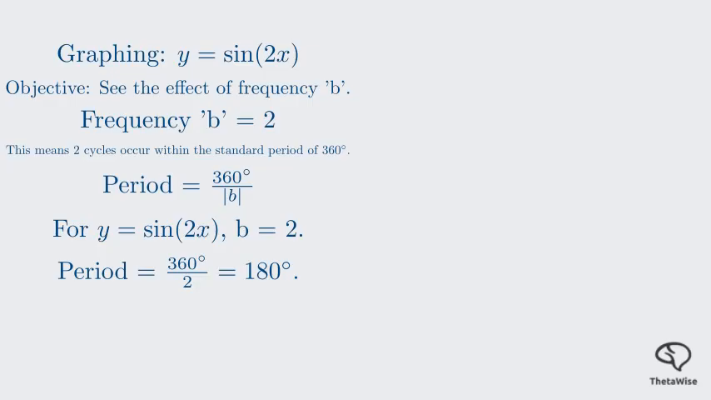This means one complete cycle of the graph now happens in only 180 degrees. This confirms the frequency is doubled and the period is halved. Let's draw our axes with the standard sine graph as a dashed line for reference. Now the key points of y equals sine 2x occur twice as fast. A cycle completes at 180 degrees, not 360. This creates a second identical cycle from 180 to 360 degrees.